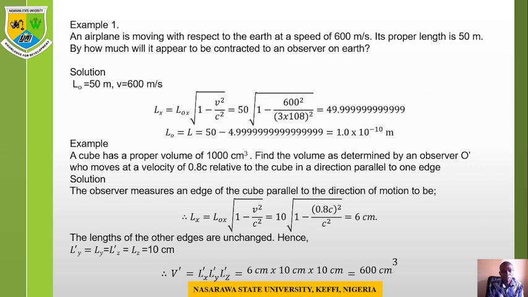So an airplane flying in the sky, of course, with respect to Earth at a speed of 600 meters per second. Its proper length is 50 meters. By how much will it appear to be contracted to an observer on Earth? So somebody observing it on Earth, how much length will they measure?